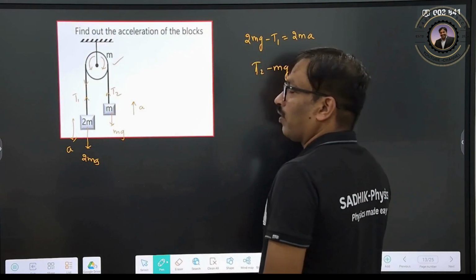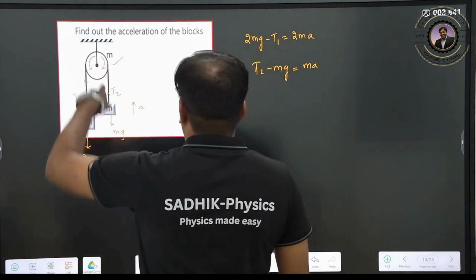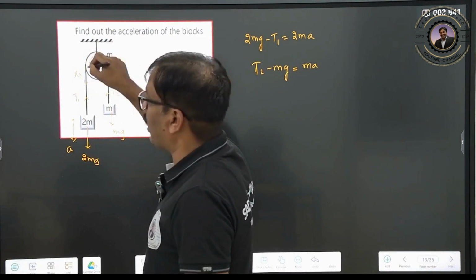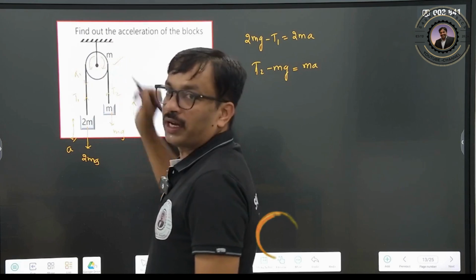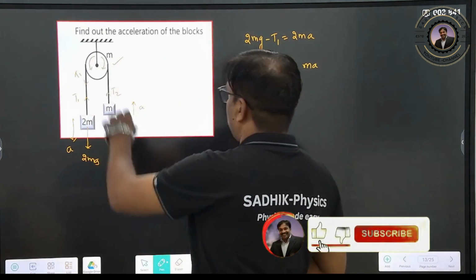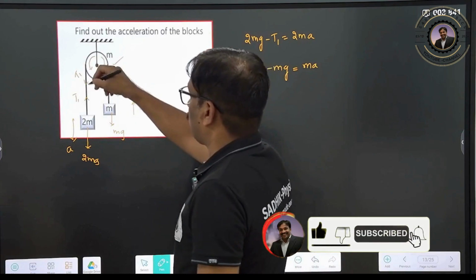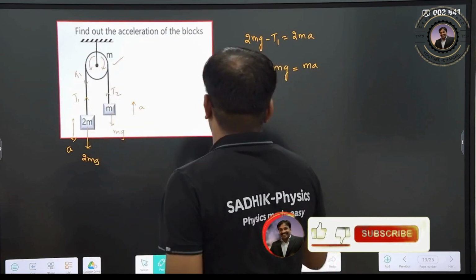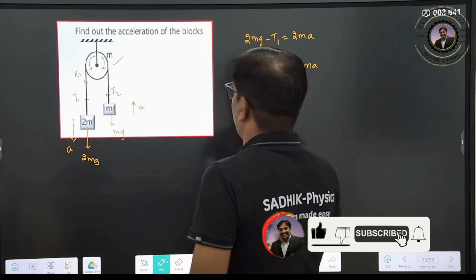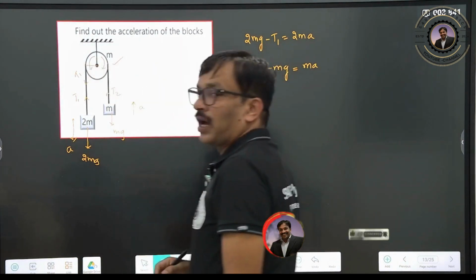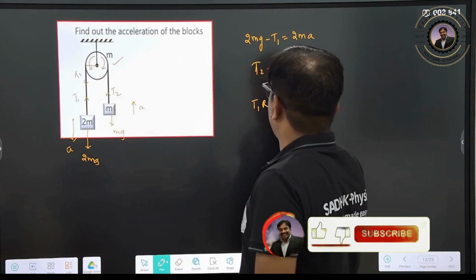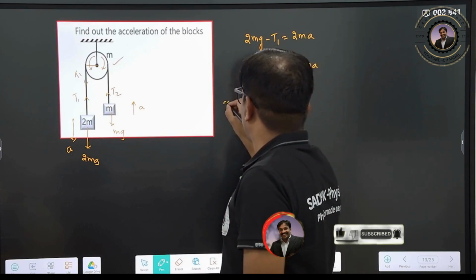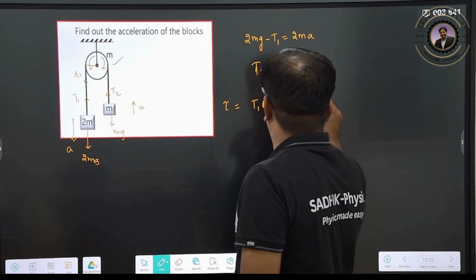Not only this, we also need to write the torque here. What is the torque here? This T1 is making it rotate anti-clockwise. This T2 is making it rotate clockwise. What is the net torque? Force into perpendicular distance. So T1 into the perpendicular distance, which is R, the radius of this one, minus T2 into R. So the net torque is I into alpha.